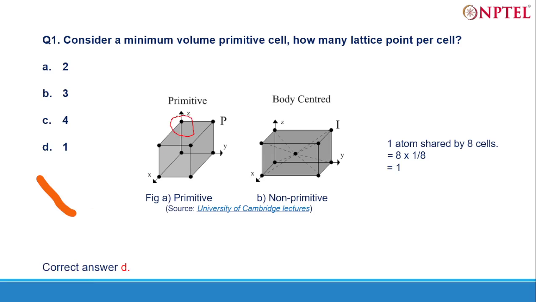This one, this one, this one, this one, similarly this one, and all other corners. If you see the body centered cell, there is also an atom at the center of the cell. So apart from these 8 corners, we have one atom at the center of the cell. So 8 into 1 by 8 plus 1. For body centered, it will be 2.